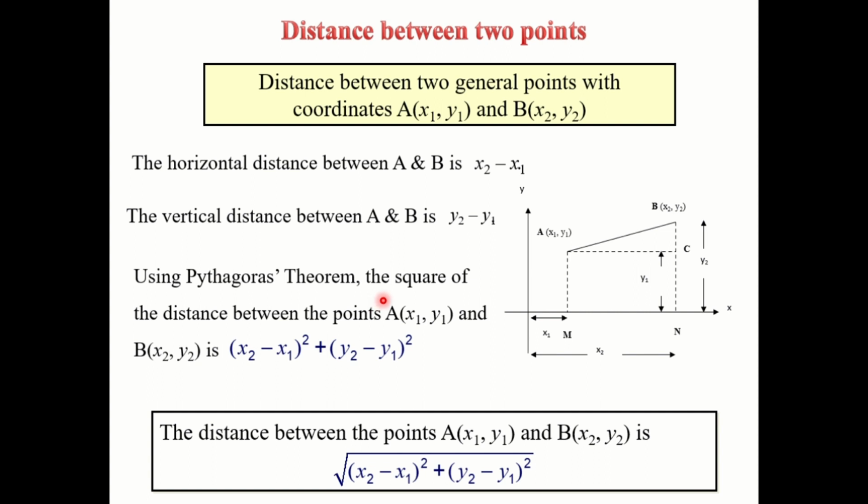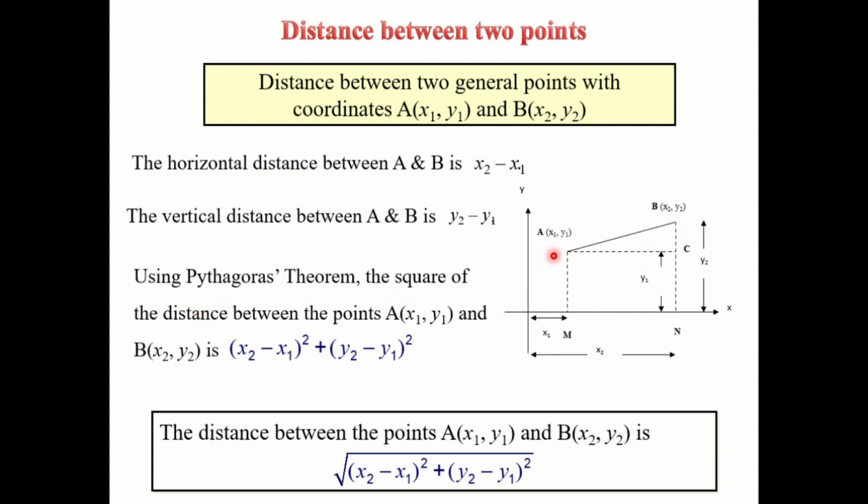For using the Pythagoras theorem, we require AC and BC. Now we know OM and ON, so we can find AC. AC will be x2 minus x1. And what will be BC? We know BN and CN, so we can easily find BC. BC will be y2 minus y1. As we know the base and height of this right angle triangle, we can easily find AB using the Pythagoras theorem.